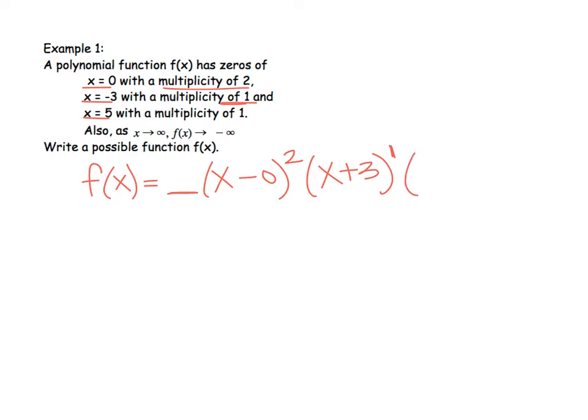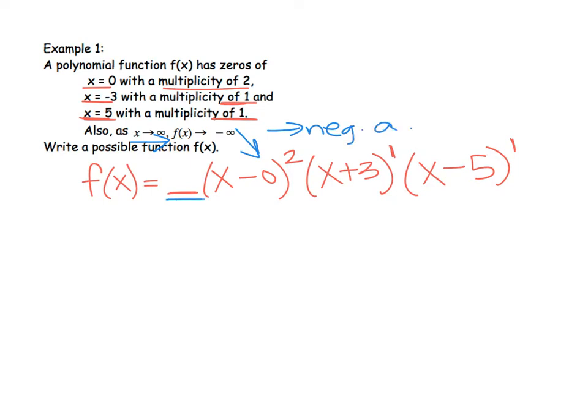And then lastly, we have x equals 5 with a multiplicity of 1, so my factor is x minus 5 to the 1 power. Now, I'm not going to write the 1 power, and I'm not going to leave this blank here. I want to find an a value that I can plug in. So the next piece of information I'm given is that as x goes to infinity, meaning as we move to the right of the graph, the function is decreasing to the right. And this tells me that I have a negative a value.